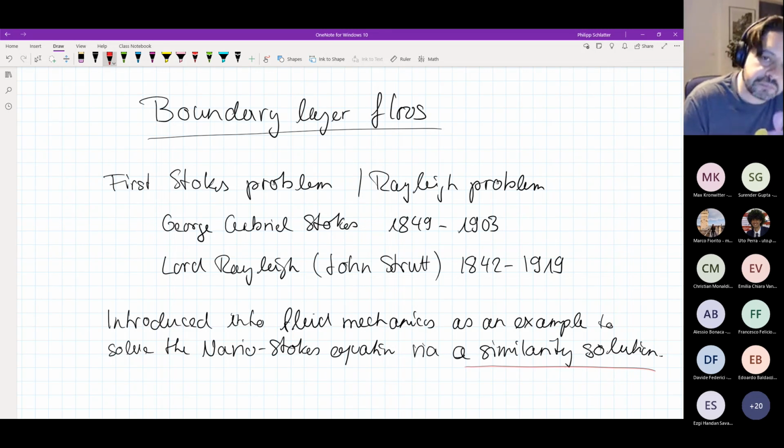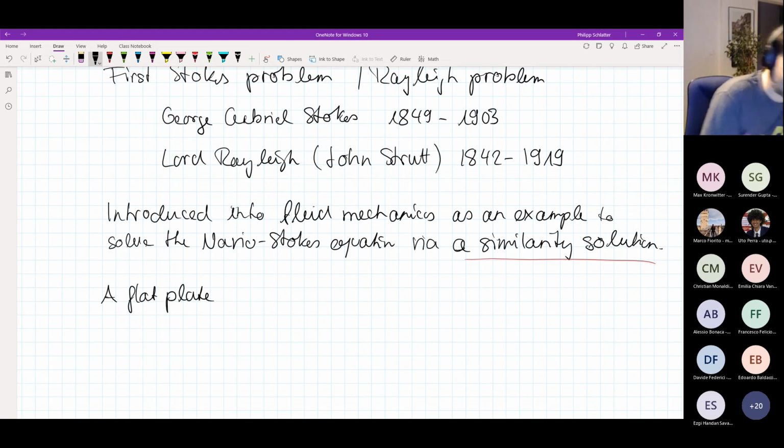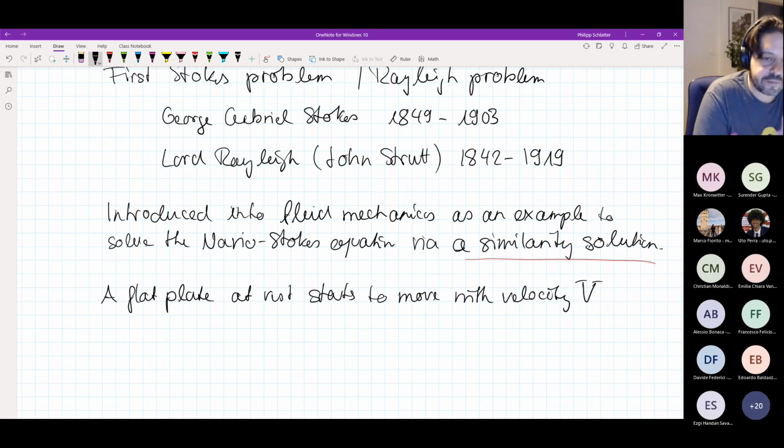But before we discuss the various solutions, let me start with telling you what the first Stokes problem really is. It's actually very simple. We consider a flat plate, a flat plate at rest, that starts to move instantaneously with a velocity capital V at time t being 0.